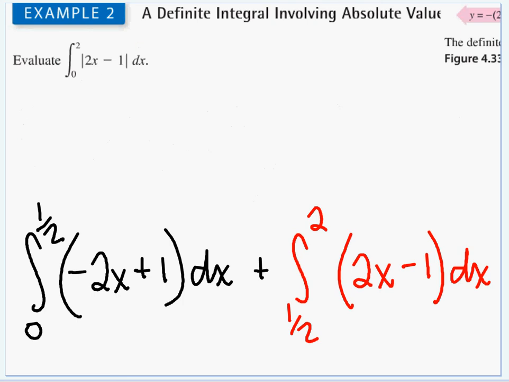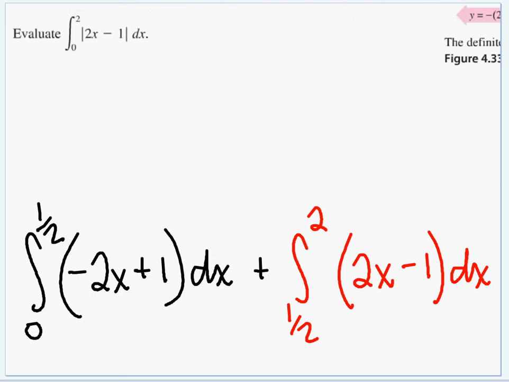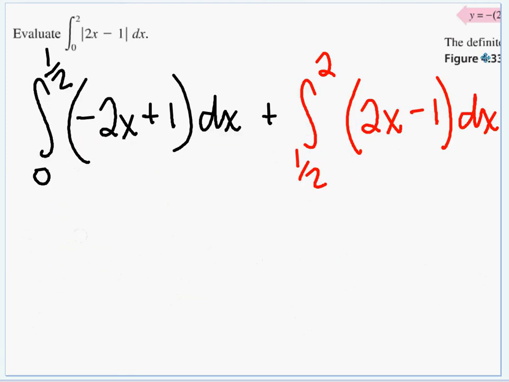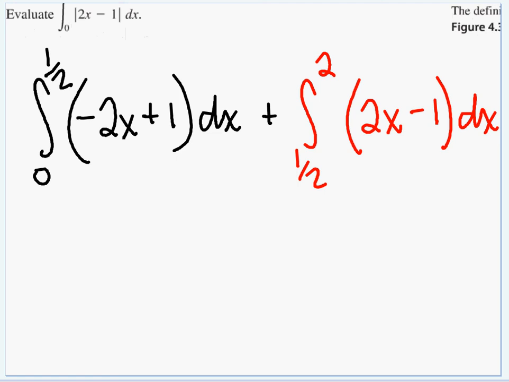All right, it is time to use the fundamental theorem of calculus twice, and then we get to evaluate each of those using their distinct upper and lower limits. So here when we antiderive this one, we're going to get negative 2x squared divided by 2, and the 2's are going to cancel. So that's just going to be a negative x squared. Plus 1 will antiderive to x. And this definite integral is going to be evaluated from 0 to a half.